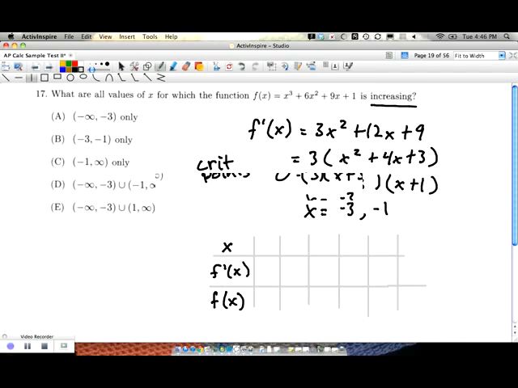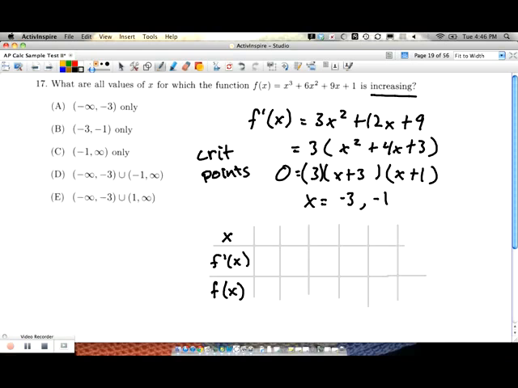So I'm looking at, let's start writing this in black, negative 3 and negative 1. And now we want in between. So what's in between those? How about negative 2? What's below them? How about negative 4? And above, let's do 0.